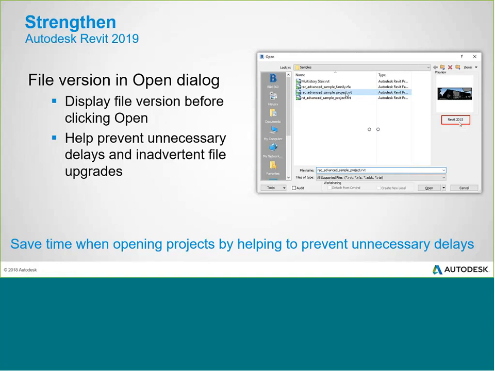So instead of going to open and waiting for that project or family to upgrade, if you know that it's in Revit 2015, then you might need to go back to actually opening up Revit 2015 to open that file, or you might realize, whoops, I'm not opening this file in the right version, or you might be selecting the wrong family altogether. So you go to your newer folder of families and open them up in the current version.